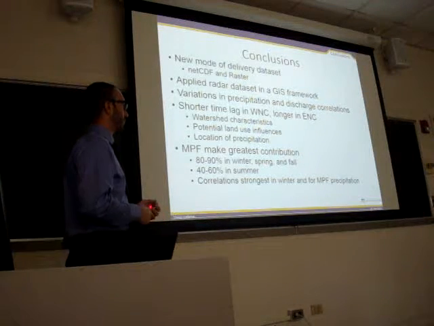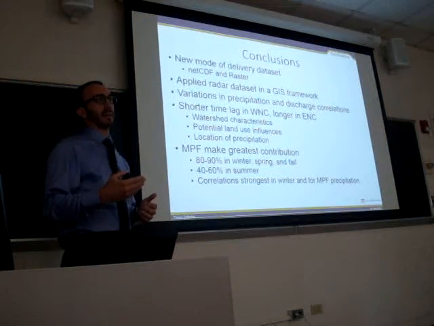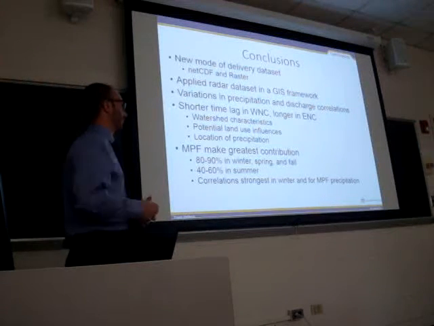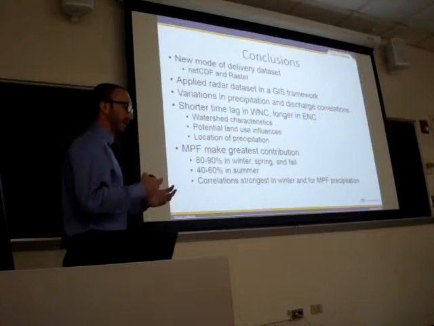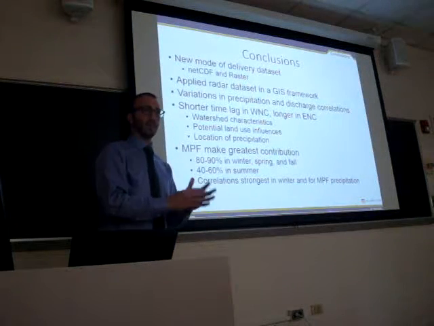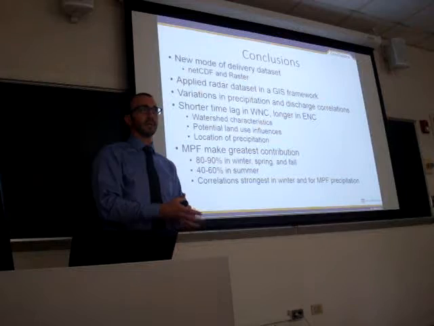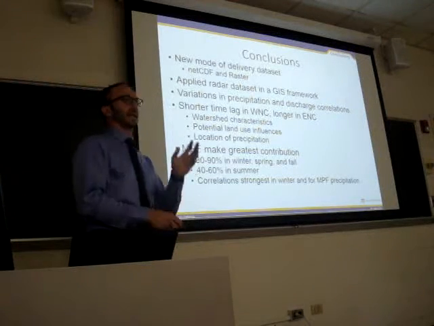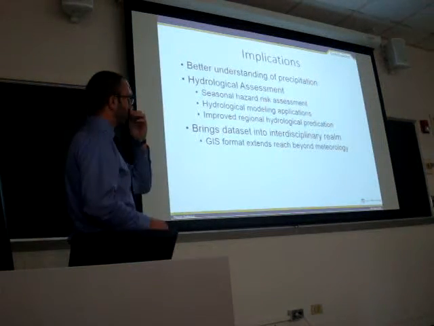And in the summer, the relationships are weaker, where isolated systems are making more of the contribution to total rainfall. So therefore, it seems like MPF precipitation is more substantial and more important when we're trying to assess stream discharge. It's looking at the MPF that has the strongest correlations.